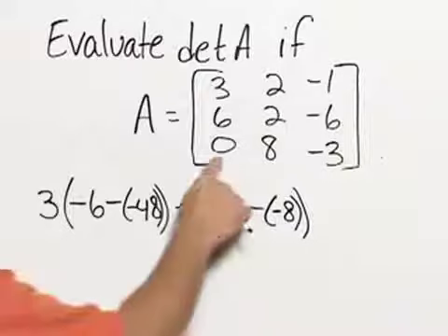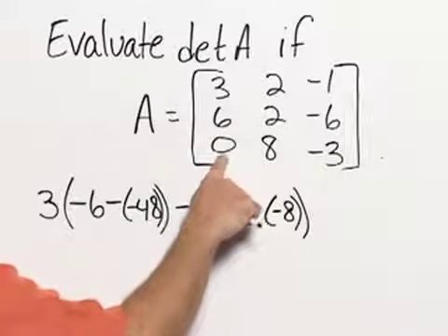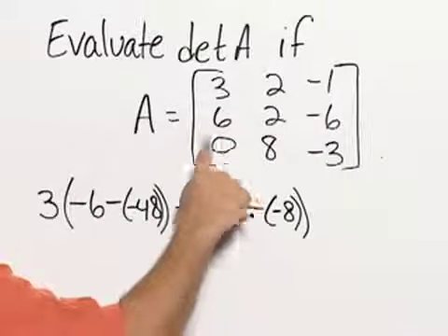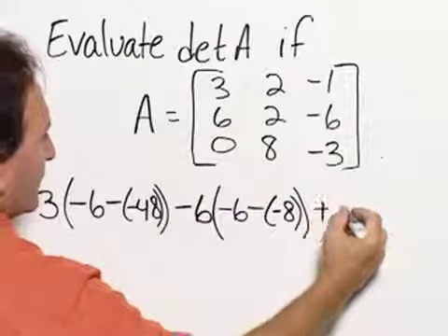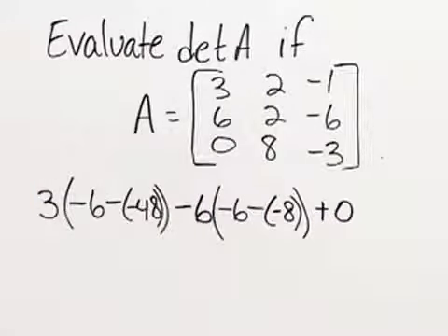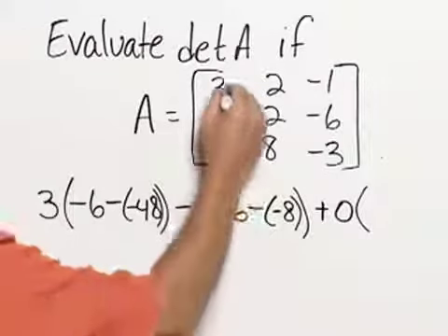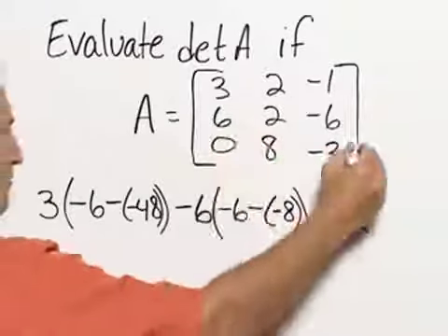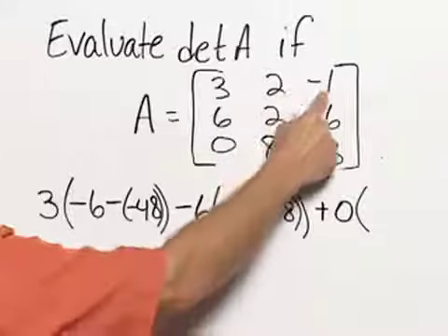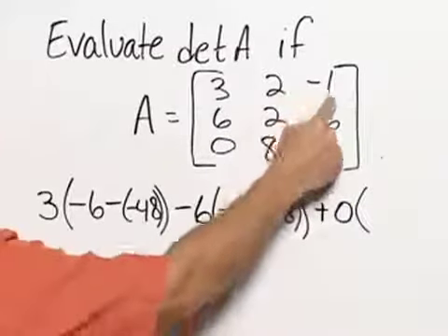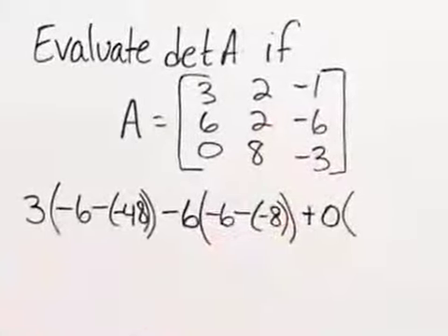We now go to the third row, column 1, and there's a 0. Now, technically, we add 0 times, well, we cross out column 1 and row 3. It leaves us with the 2 by 2 matrix of 2, negative 1, 2, negative 6.